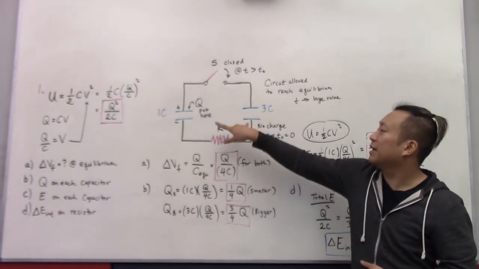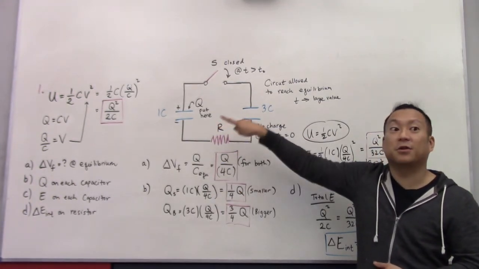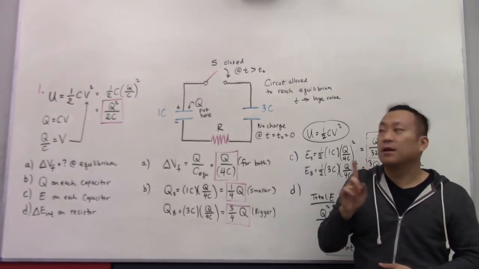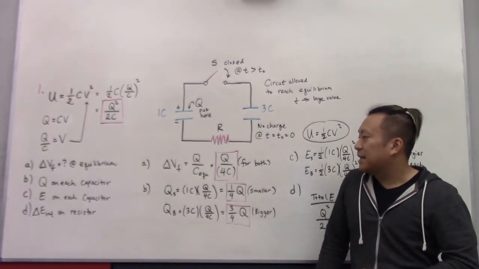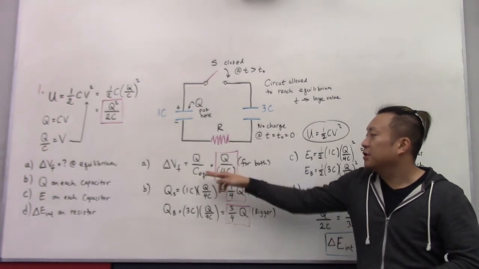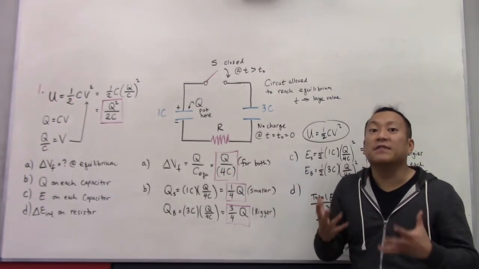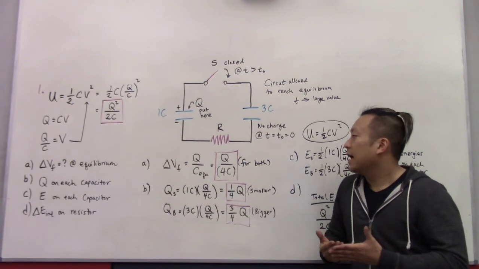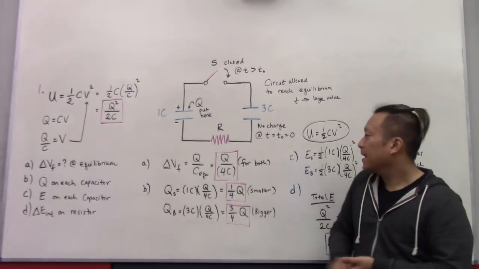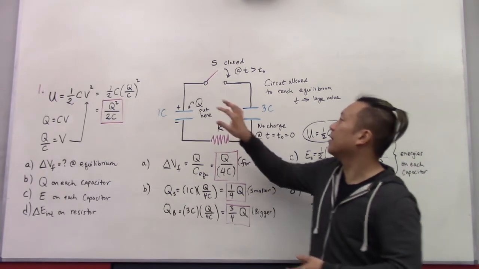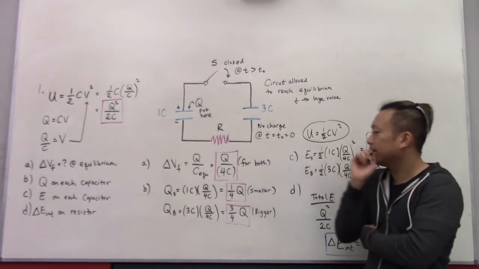And we see that the capacitors are in parallel. So we add them. So just 1 plus 3 is 4. And then when we answer that question, since we don't know the value of Q, we leave it in terms of Q. In terms of Q over 4C, right? So that's how much voltage is across each capacitor.